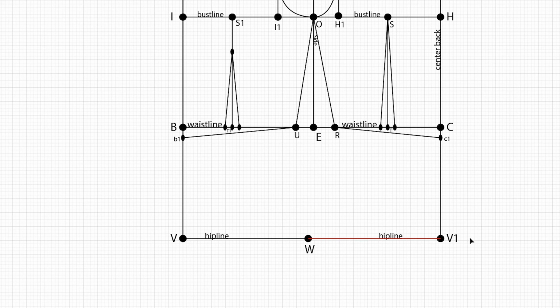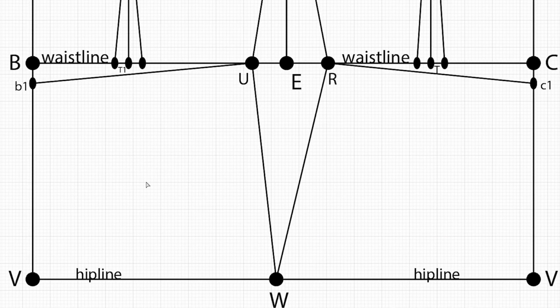Now what we're going to do is draw a line from R to W and a line from U to W to close out the sides of our hip on our bodice. So to create our darts for our hip portion, we're going to start at that T1 point and measure down 4.25 inches.